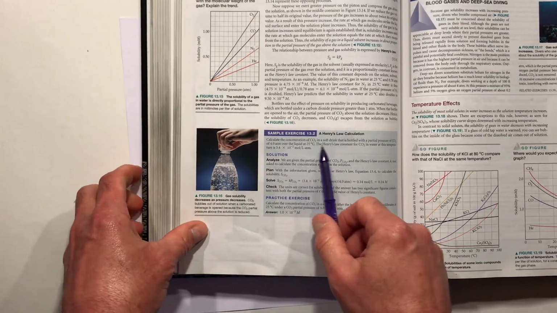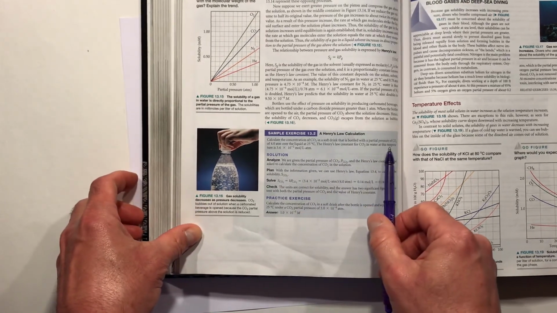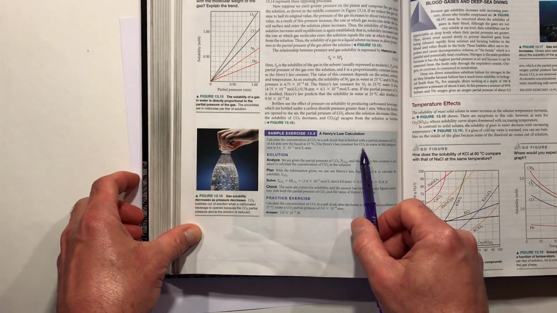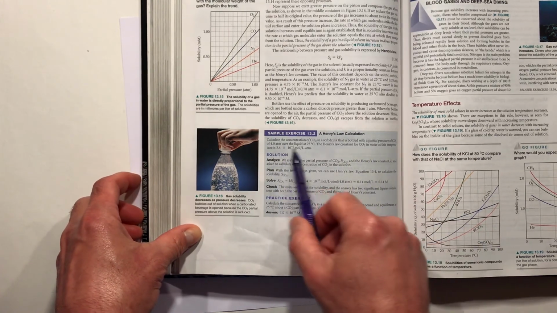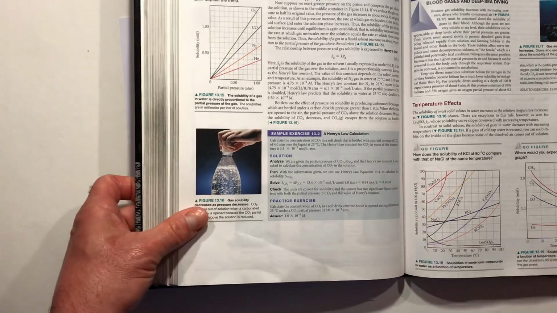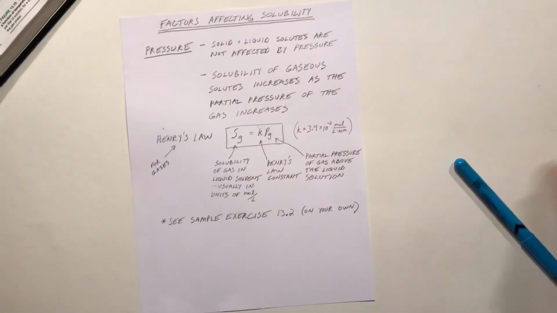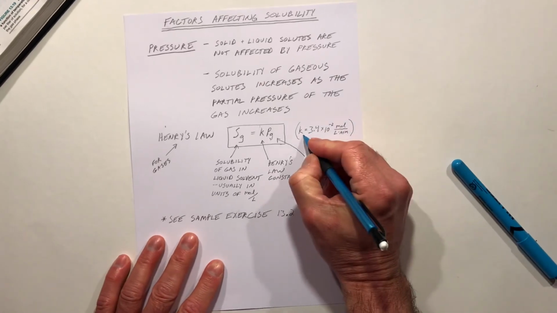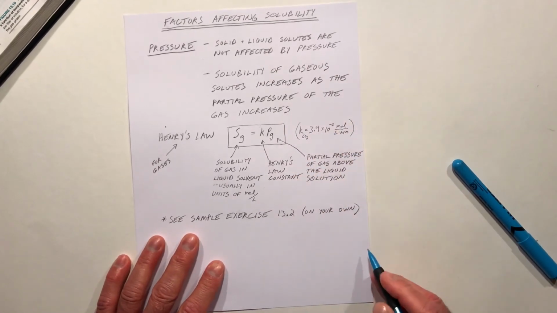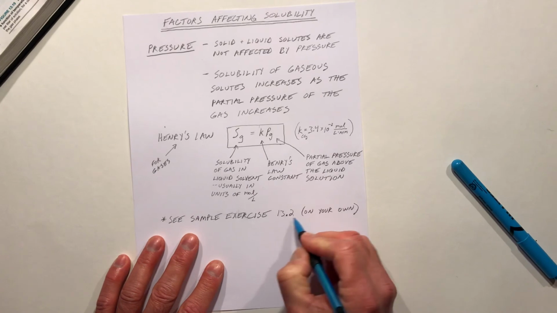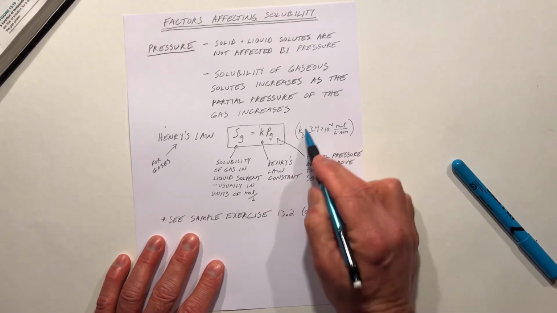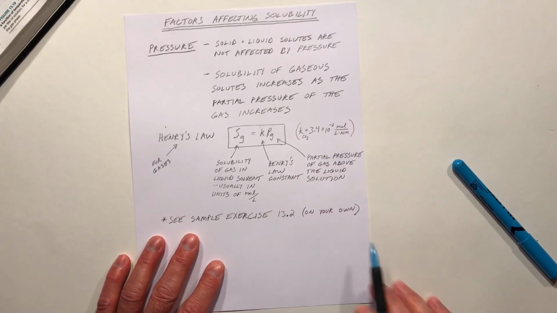I'm going to let you guys take a look at this in a little bit more detail on your own. But the Henry's law constant for carbon dioxide in water at the temperature given in this problem is 3.4 times 10 to the negative 2. So this is for CO2, and this is in sample exercise 13.2. This Henry's law constant is going to vary for every different substance.